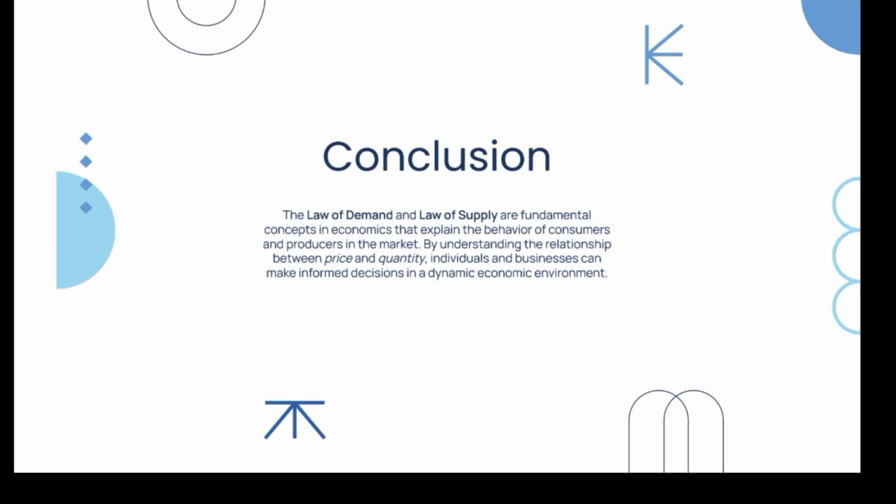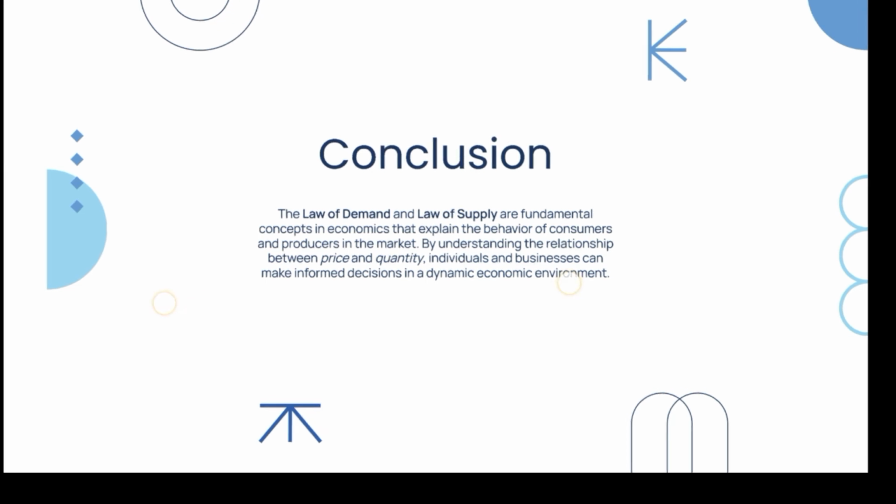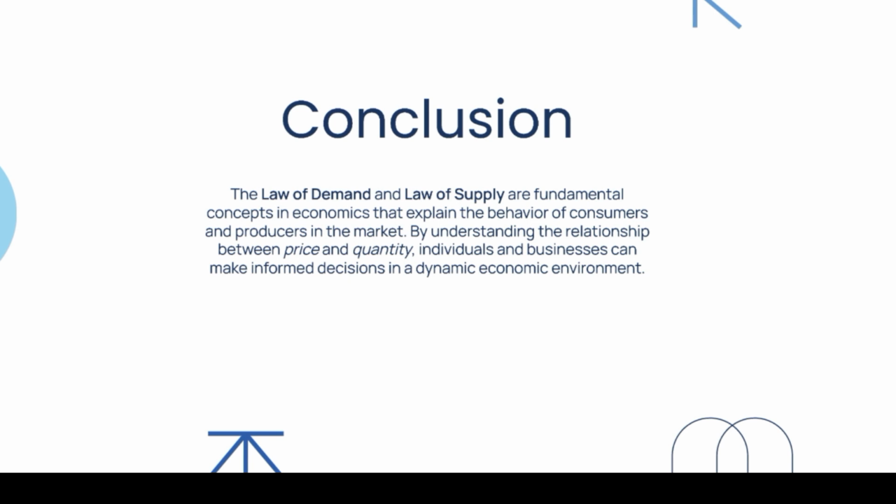I tried to explain briefly what the law of demand is, what the law of supply is, and how the equilibrium occurs due to the intersection of both of these. In conclusion, we can say that the law of demand and the law of supply are the fundamental concepts in economics that explain the behavior of consumers and producers in the market. By understanding the relationship between price and quantity, individuals and businesses can make informed decisions in a dynamic economic environment.